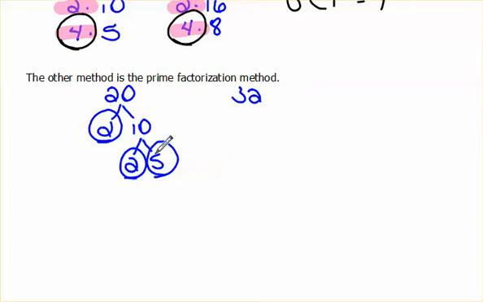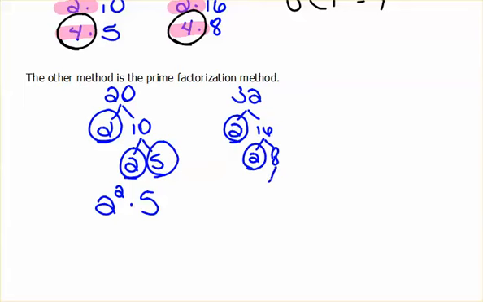So if I wrote this out as a prime factorization, it would be 2 squared times 5. Now for 32, that would be 2 times 16, so 2 is prime. 16 would be 2 times 8, so 2 is prime. 8 would be 2 times 4, 2 is prime. And 4 would be 2 times 2, so those are prime. So we have 1, 2, 3, 4, 5 twos. So this would be 2 to the 5th power.